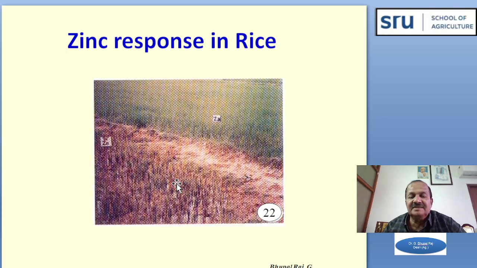This is the photo showing the crop. This is zinc applied paddy, and this is zinc not applied paddy. The zinc not applied paddy shows a burning appearance from a distance, and it looks green where the zinc is applied.